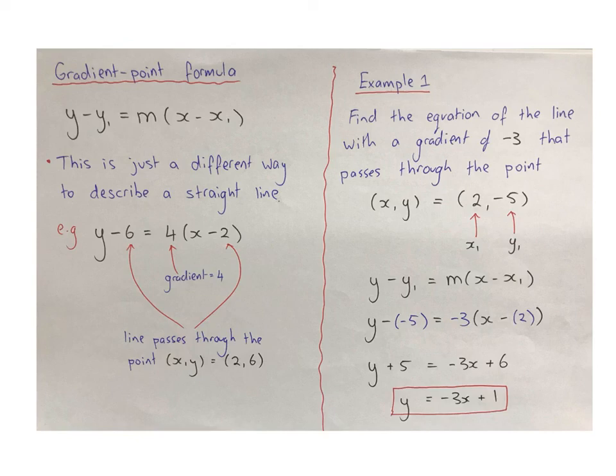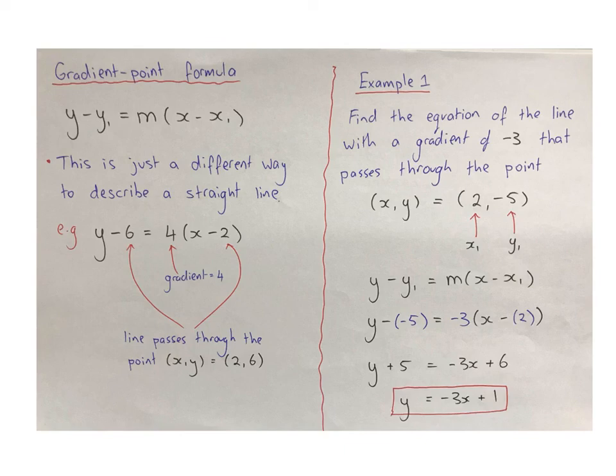So really this is just a different way to describe a straight line. If we have a look at an example, we see that this is written in the form above. I see y - 6 = 4(x - 2). So from this way of writing a straight line, I can read off the gradient equals 4. I can also determine an xy point that our straight line passes through: (x1, y1) is (2, 6), a point that this line passes through.